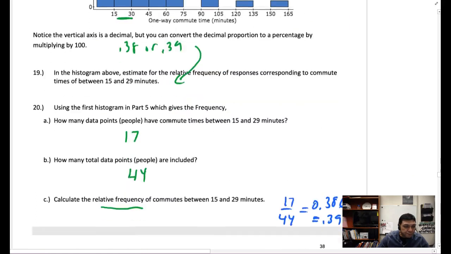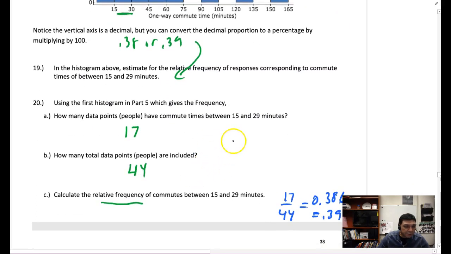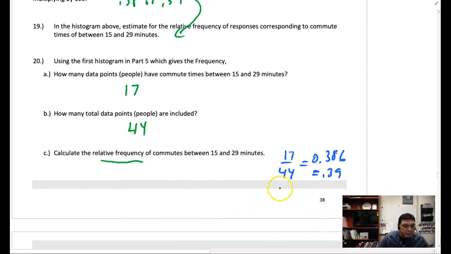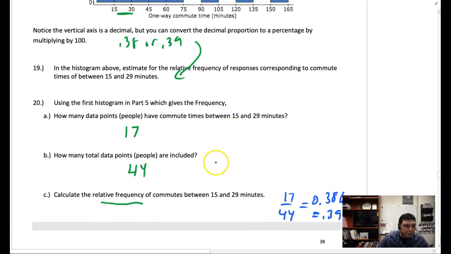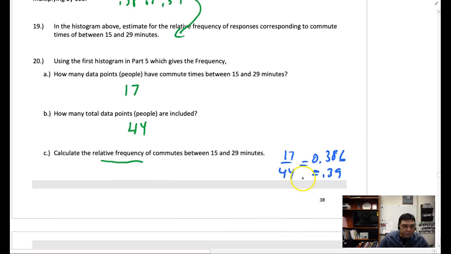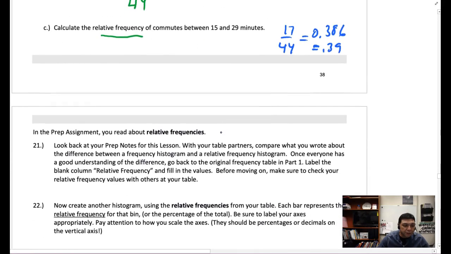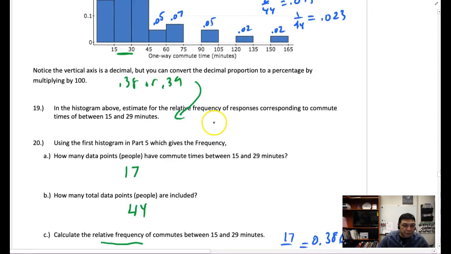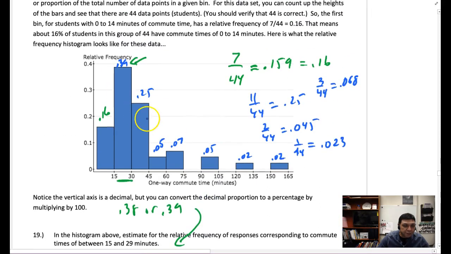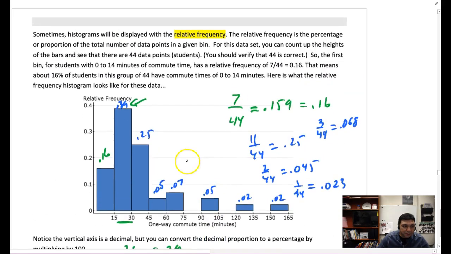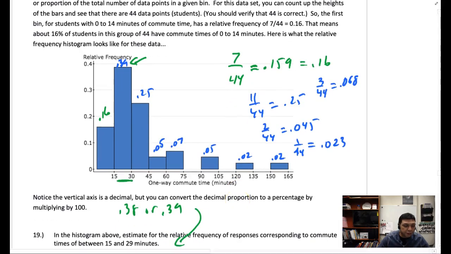Here are some of the answers to the questions, and you can see where I'm getting those values from. How many people have 15 to 29? That's frequency. How many total data points? And then that gets turned into a relative frequency. So there are multiple ways to report an answer. I want to make sure you understand that the graphs are the same. The only difference is that we're reporting them as decimals and percents. So this becomes 25%, 5%, 7%. That's another way to analyze a graph.